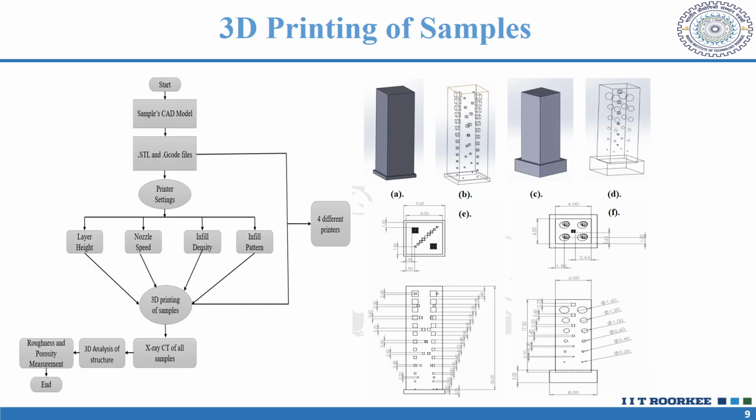So how do we do it? Firstly, we design two samples. In the first sample, we manually inserted cubical voids.